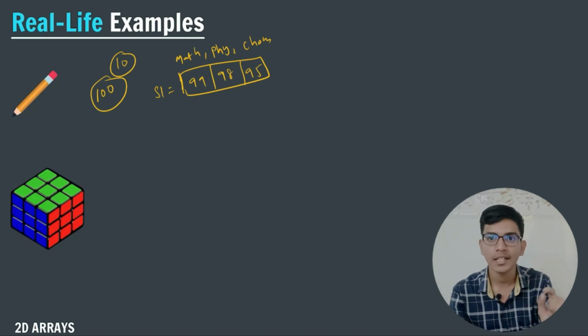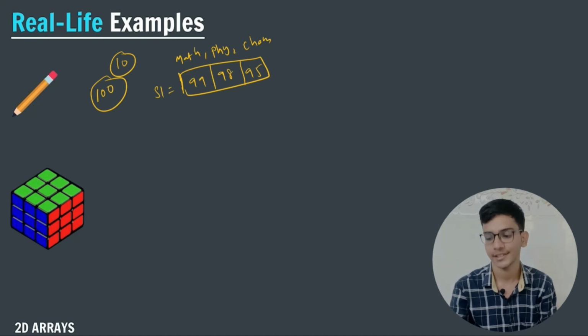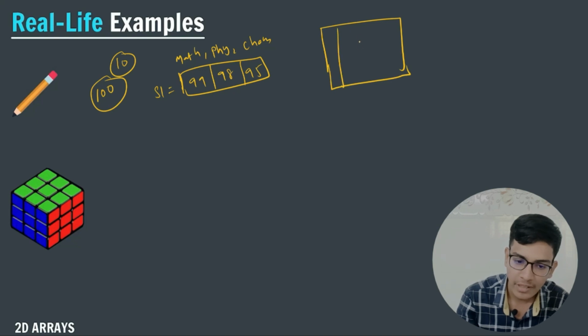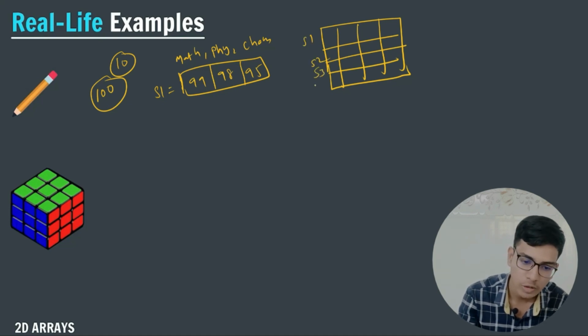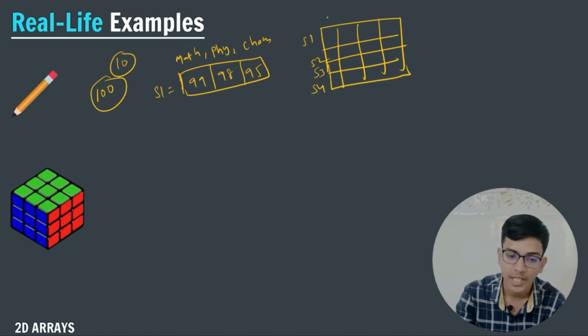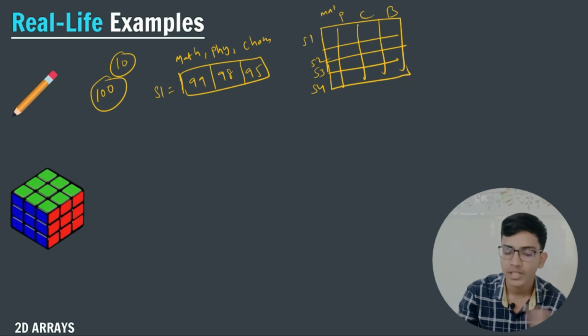So to tackle that, we use two-dimensional arrays. I hope you have understood. Instead of creating 10 separate arrays, I will create an array having 10 rows. Let us consider that these rows represent student 1, student 2, student 3, student 4. Each box will store marks, and columns will represent subjects: math, physics, chemistry, bio. So these are my subjects.